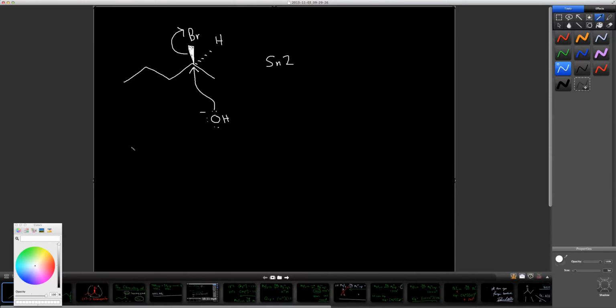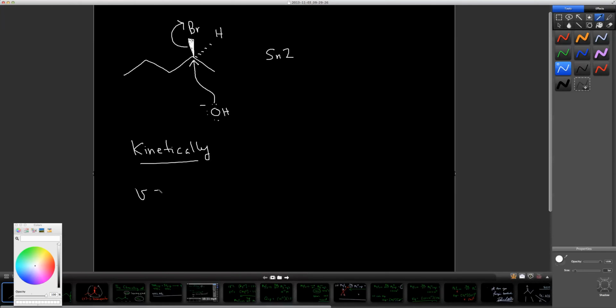What it means is that kinetically, the rate of this reaction is dependent upon the concentration of what we call our substrate, and also the concentration of the nucleophile. Because this slow step is the only step, the stoichiometry of the slow step becomes the rate law. It's first order with respect to S2 bromopentane. It is first order with respect to hydroxide, so it is second order overall.